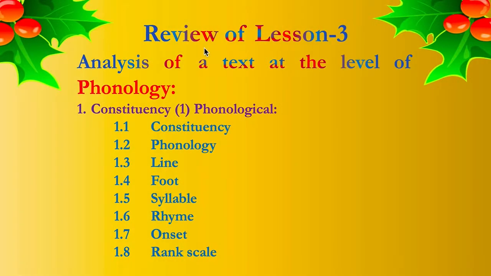Then we talked about lesson 3, that is to say, review of lesson 3, analysis of a text at the level of phonology. So we talked about how a text can be analyzed at the level of phonology, and we talked about constituency. One, phonological, means at the phonological level, how a text can be interpreted. And we talked about what is constituency, what is phonology, line, foot, syllable, rhyme, onset, rank scale. So all these topics we talked about in our lesson 3. Okay?